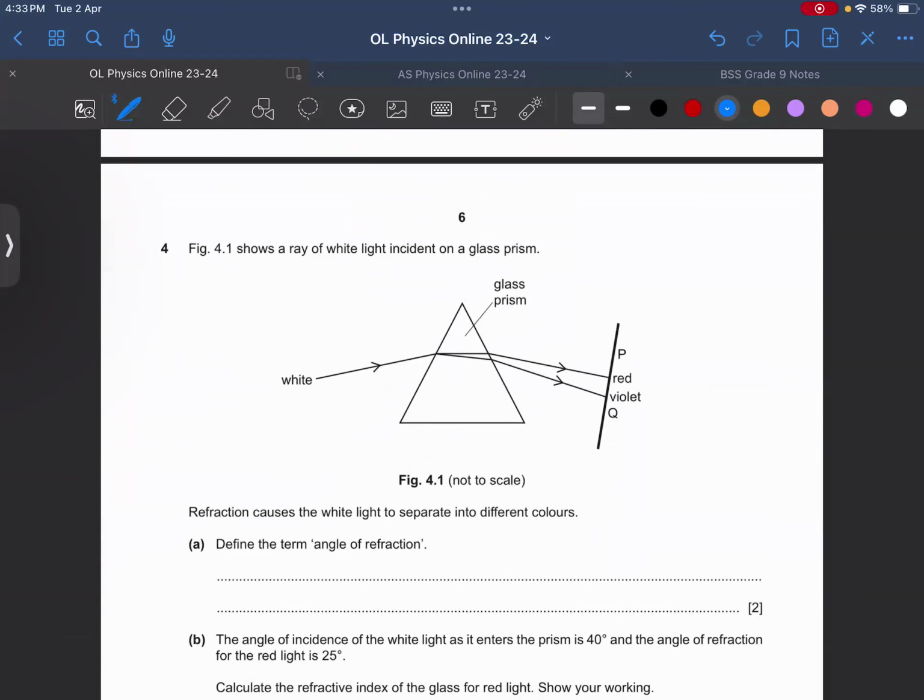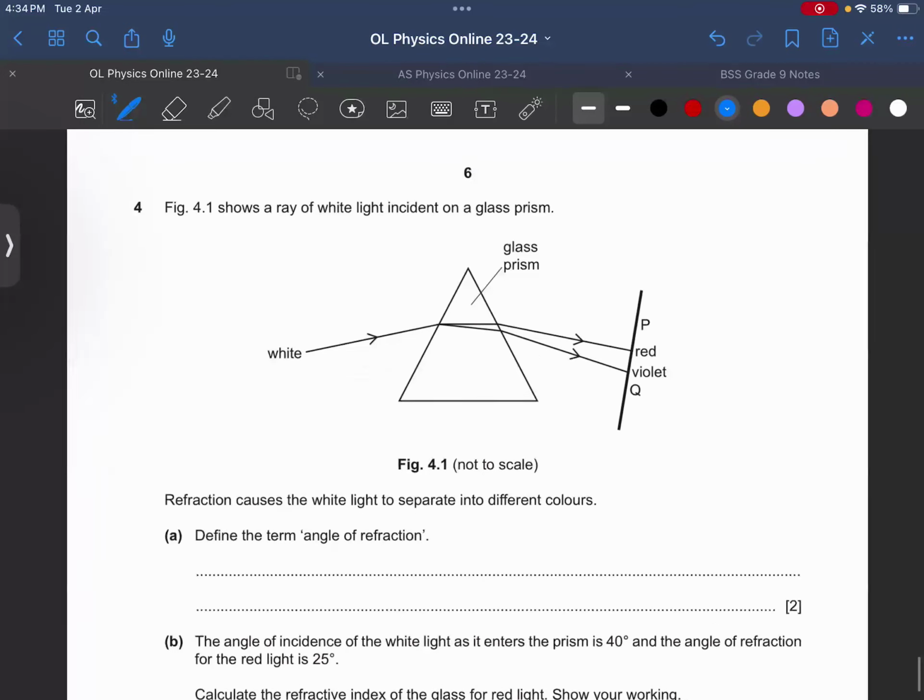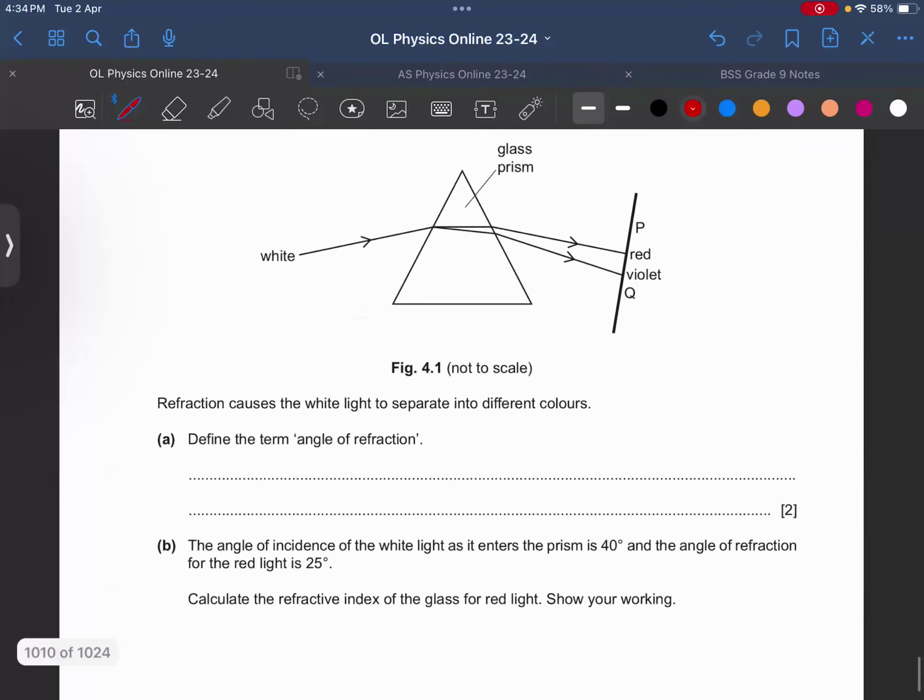Four shows a ray of white light incident on a glass prism. Refraction causes white light to separate into different colors. Definition of angle of refraction. Again, pretty easy stuff. Angle between normal and refracted ray. Okay? Angle of incidence, angle between normal and incident ray.